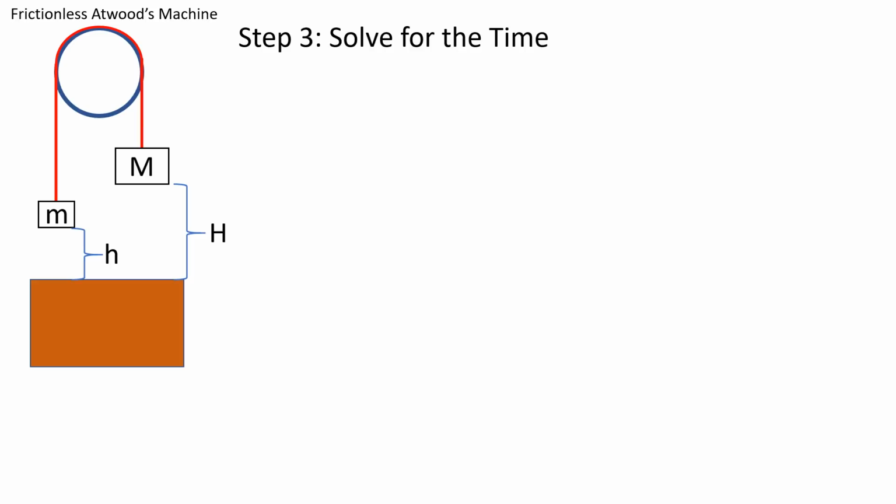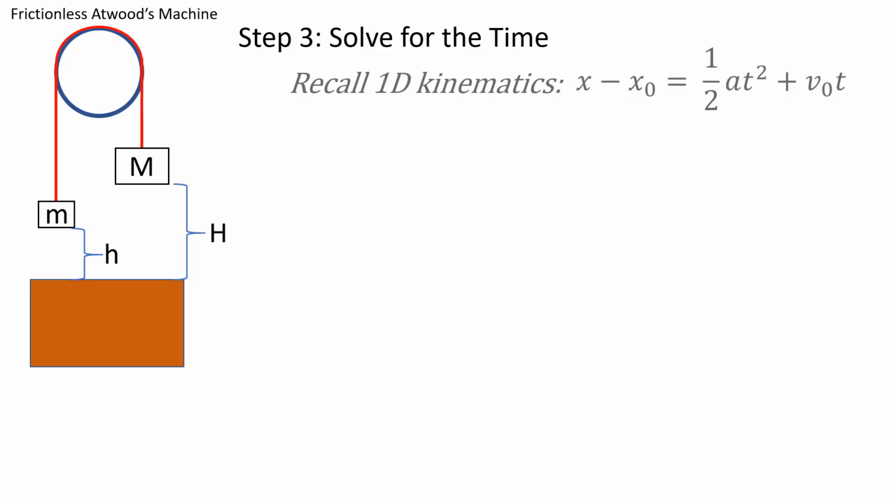So now that we have the acceleration, time to start on the second part of the problem, which is to solve for the time. We're asked, how long does it take for the mass big M to fall and hit the table? We're going to assume it is released from rest. To do this, first we need to recall one-dimensional kinematics. Hopefully you recognize this equation: x minus x naught equals 1/2 a t squared plus v naught t. So this is an object moving a distance x minus x naught at a constant acceleration a over a time t if it was released at a speed v naught.